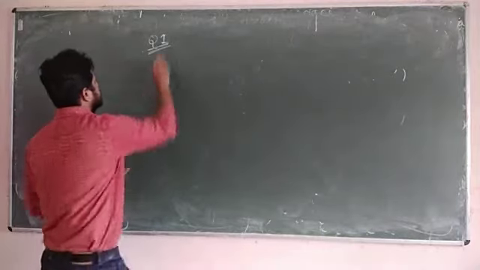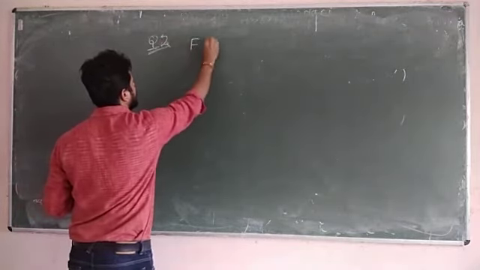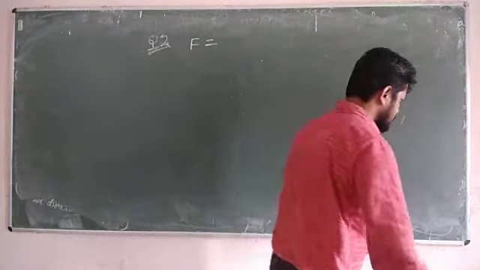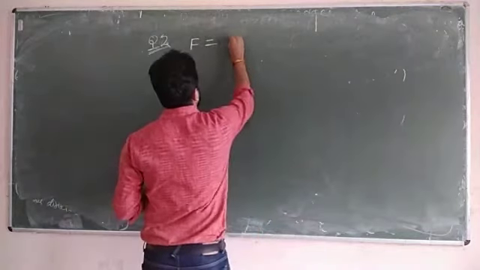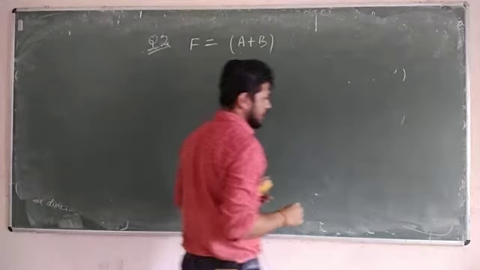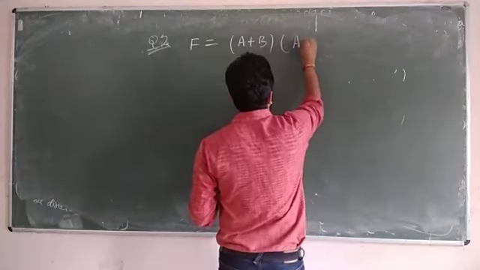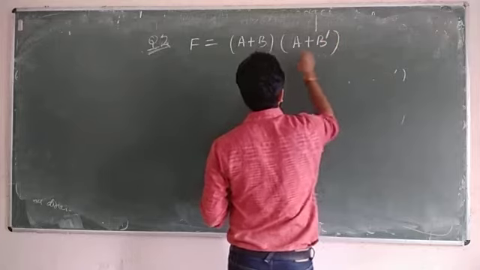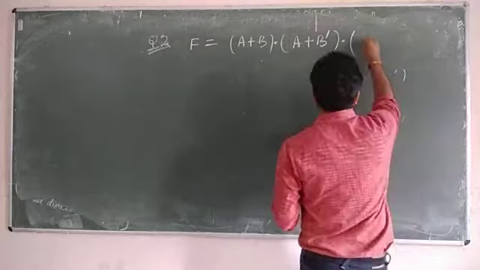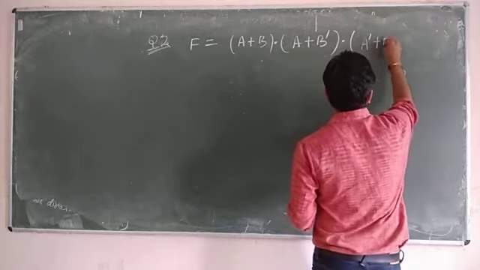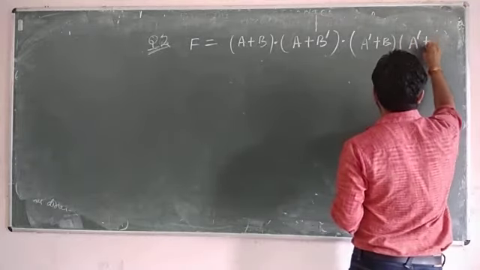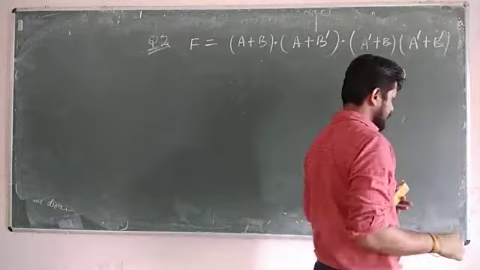The next question is F is equal to (A or B), (A or B complement), then (A complement or B), and then (A complement or B complement).